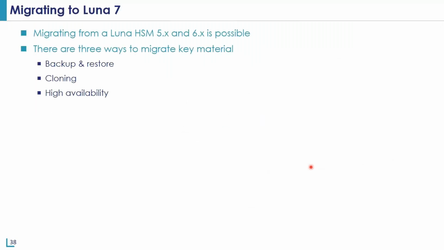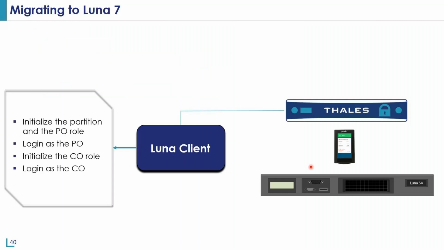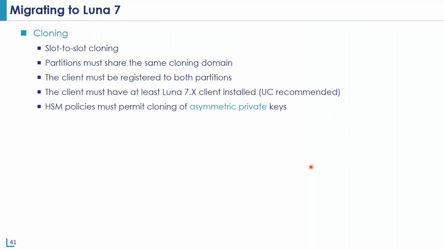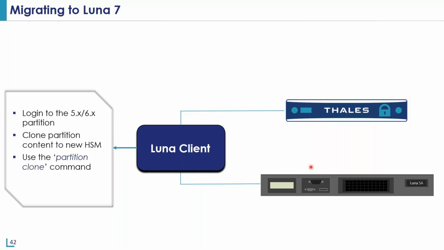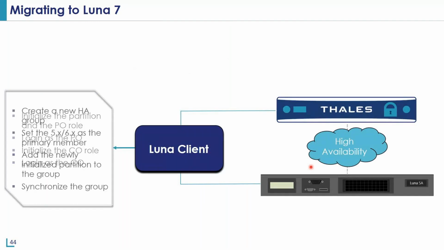So these were the migration steps: backup, restore, cloning, and high availability. Take the backup, do the restore. These slides you can refer to from your learning portal. For slot to slot cloning, with the same Luna client registered, you can see Luna 5, you can see Luna 7, and run the partition clone command. And then HA: just create an HA group, migrate the content with the help of synchronization, and then remove it out of the HA.